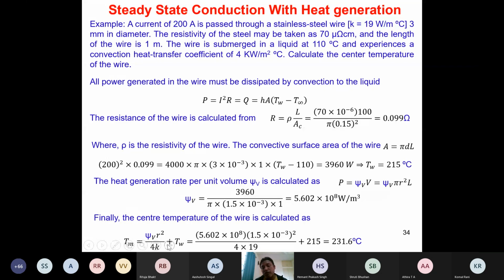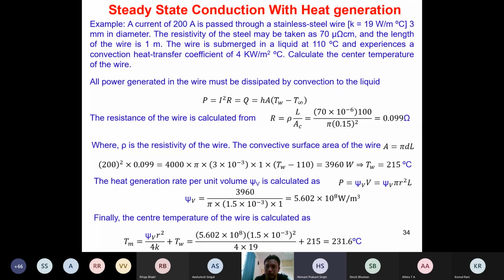This you can derive directly instead of rearranging the final expression. You can derive directly from the equation of the cylinder just by having the metal wall without the insulation. In that case you can derive it yourself. Okay, so can we move to the next topic?